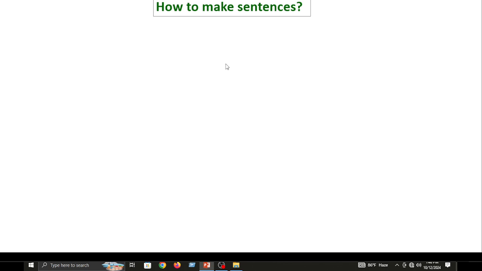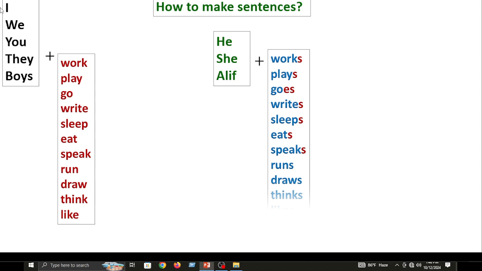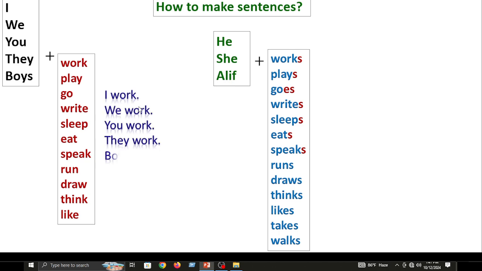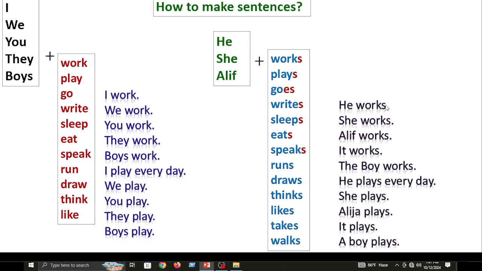How to make sentences in simple present tense? Simply, for making simple sentences, we have to take subject, I, we, you, they, and verb. We can make a sentence like I work, that means I work regularly, I normally work, we work, you work, they work, boys work. I play, I play every day, I play regularly, I normally play. We play, you play. But he works, she works, Alif works.